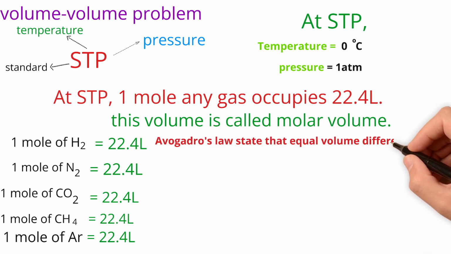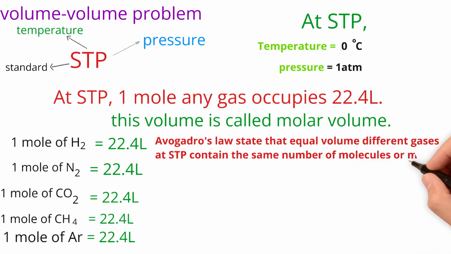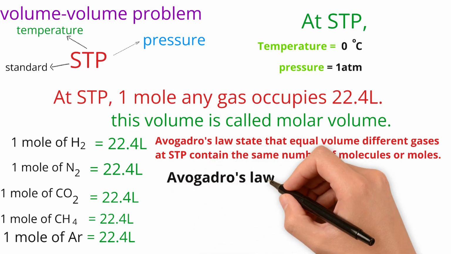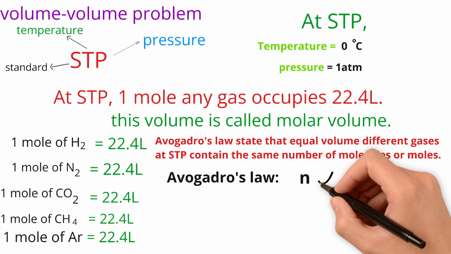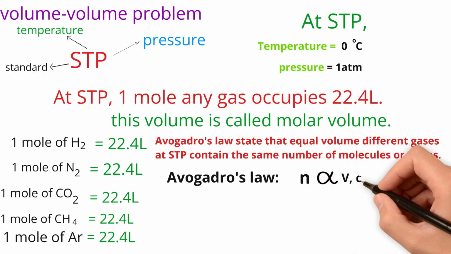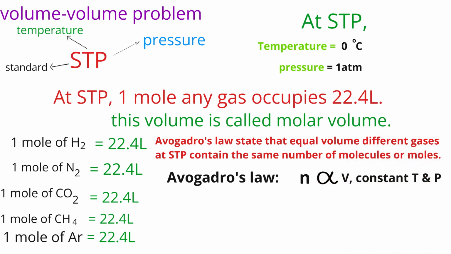Avogadro's law states that equal volumes of different gases, they are different gases but equal in volume, at a constant temperature and pressure, contain the same number of molecules or moles. Mathematically, Avogadro's law states that moles or molecules of a gas is directly proportional to the volume of the gas at a constant temperature and pressure.